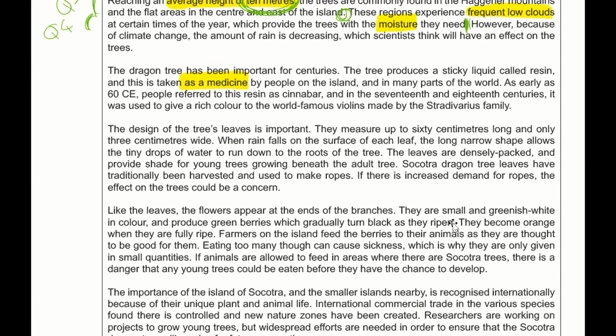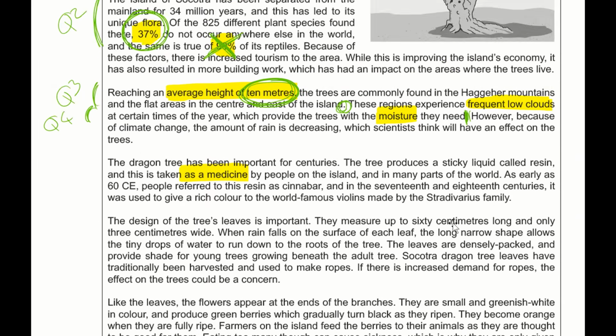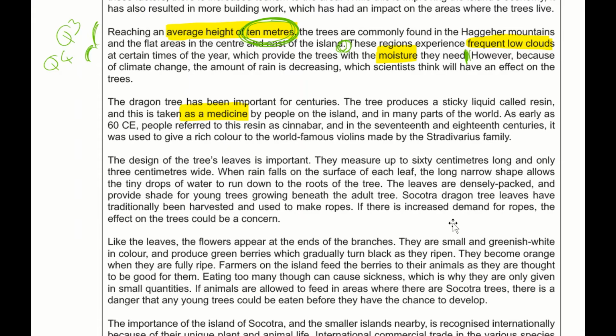How do the tree's leaves benefit the tree? So I'm just going to find question 5 here, because that's the one we just found a minute ago, and carry on reading from the end of the sentence. Question 6 is here. As early as 60 CE, people referred to this resin as cinnabar, and this is in the 18th century. I'm just going to read quietly to myself. World famous violin. Okay, so there's nothing here about the tree's leaves.